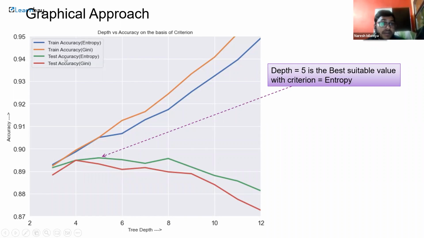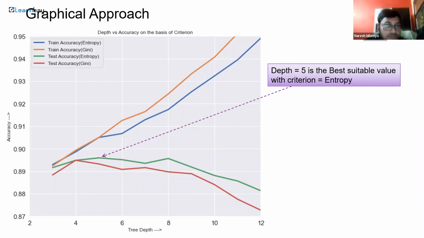The green line is representing test accuracy for entropy, and the red line is representing test accuracy for Gini. We can see the entropy line is always above the Gini, and the maximum peak we are getting is at tree depth 5. That's why we selected tree depth 5 and the criterion equal to entropy. So that's why we selected these hyperparameters.